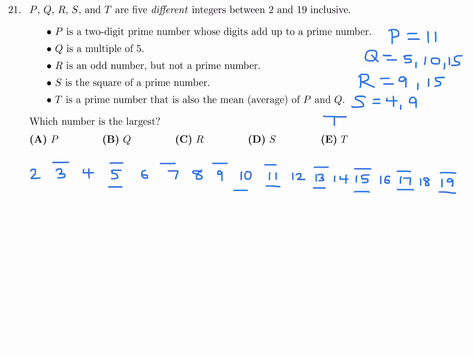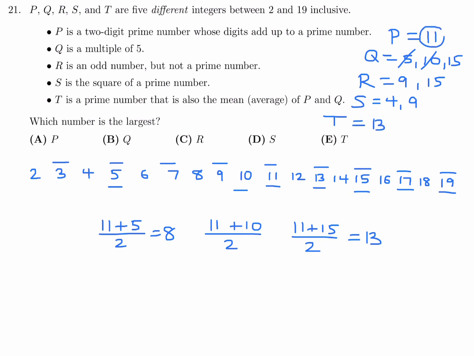And then T is a prime number that is also the mean of P and Q. Okay. So if P is 11 and Q is 5, the average would be 8. But 8 is not a prime because T has to be a prime number. So that means Q cannot be 5. Let's try 11 and 10 for the value of Q. And we get 21 divided by 2 is not even an integer. So Q cannot be 10, therefore Q must be 15. And if it is, then the average is 13, and that is indeed a prime, so therefore T is 13.